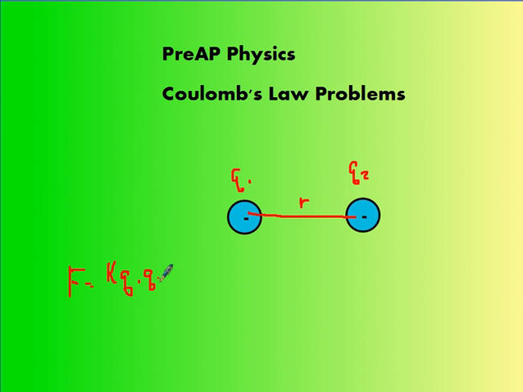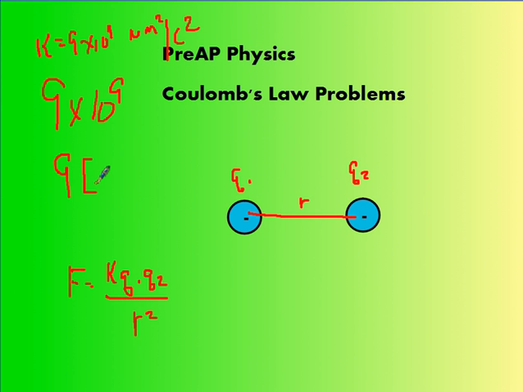Then the electrostatic force between them is going to equal K times the charge on the first times the charge on the second divided by R squared, where K is Coulomb's constant, which is 9 times 10 to the 9th newton meter squared per coulomb squared. So it's 9 times 10 to the 9th. In your calculator, a lot of times you can put in 9 and use your EE button, 9.